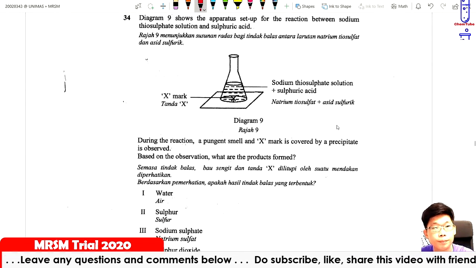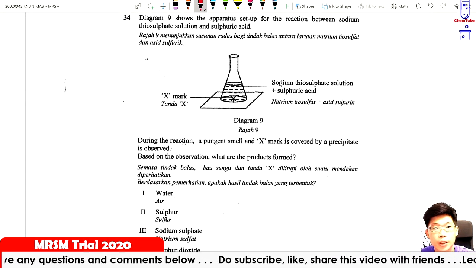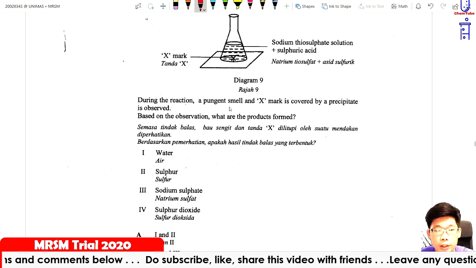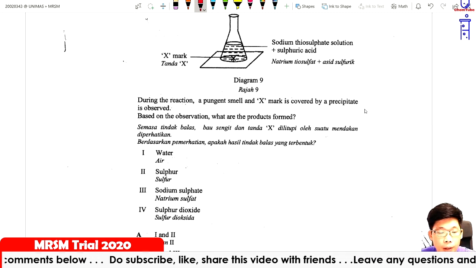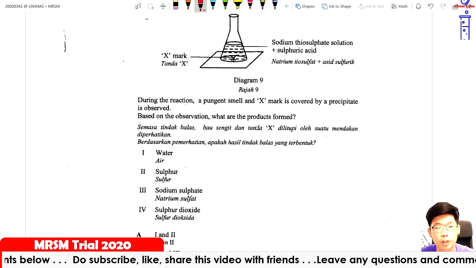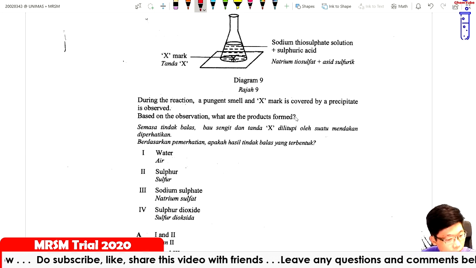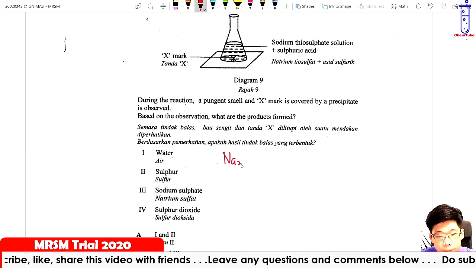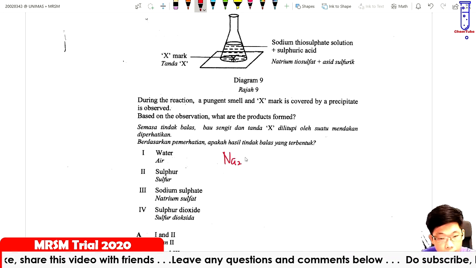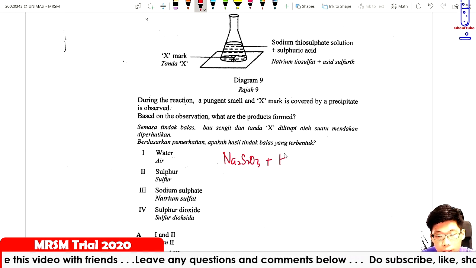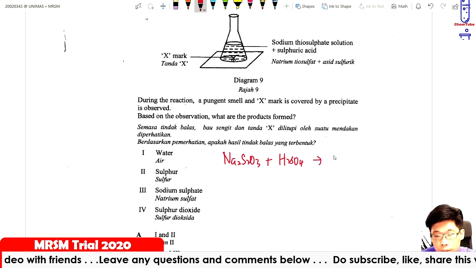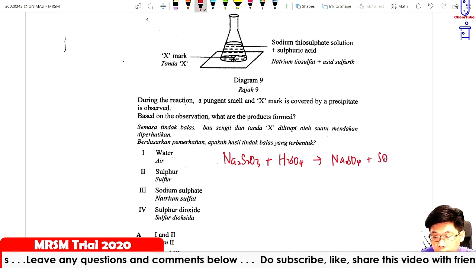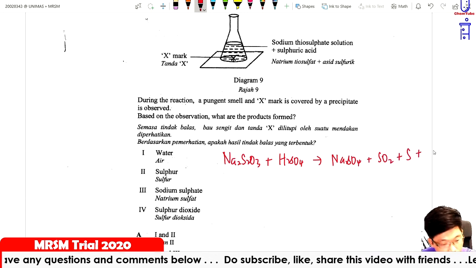34. The diagram shows the apparatus for the reaction between sodium thiosulfate solution and sulfuric acid. During the reaction, a pungent smell is given off and the X mark is covered by a white precipitate. Based on the observation, what are the products formed? If we write out the equation, sodium thiosulfate, Na2S2O3, reacts with sulfuric acid. So it forms sodium sulfate, sulfur dioxide, sulfur and water.